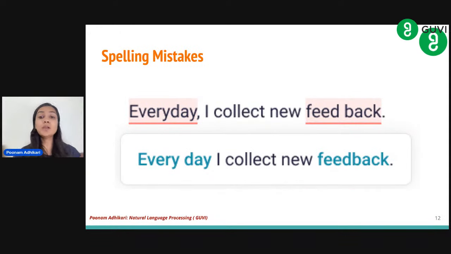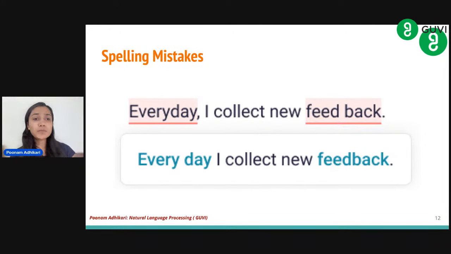Not only that, whenever a human is writing text, he or she is going to make some mistakes, right? For example, "every day I collect new feedback." Now, the word everyday here is a spelling mistake. Feedback is also a spelling mistake. Can we do the correction? You all might have seen Grammarly, right? It corrects the spelling mistakes that we make. It corrects the grammar that we have. Now, you all type in text or do chatting and all, right?